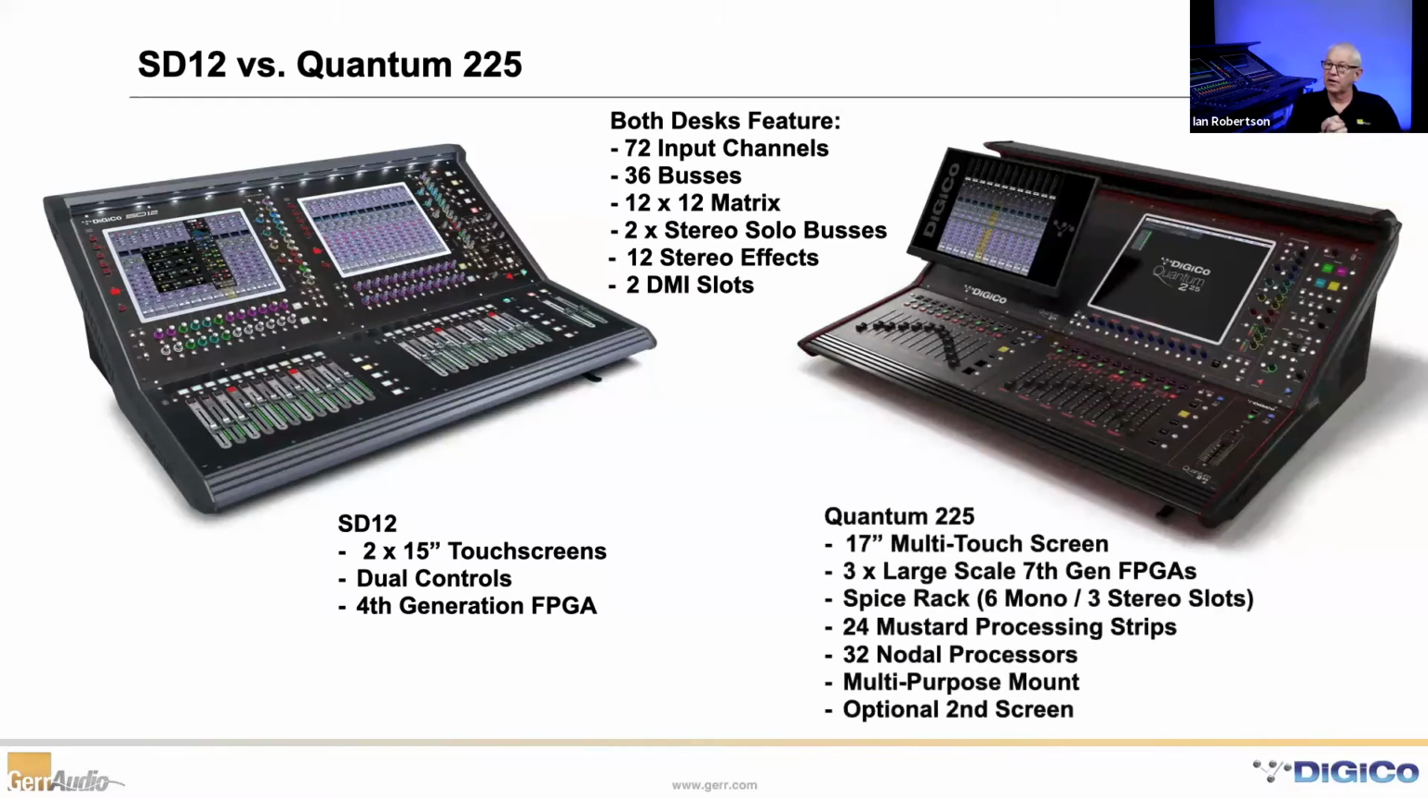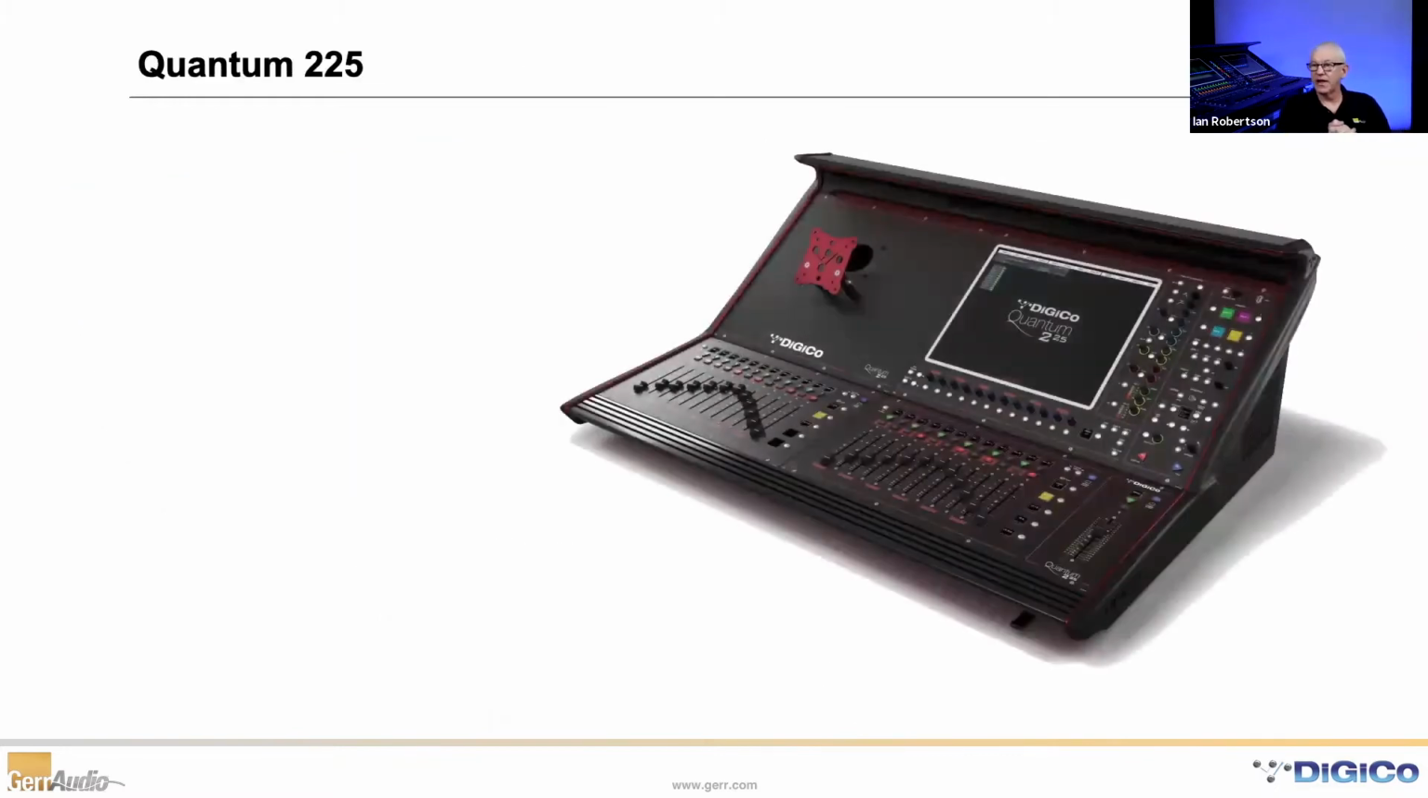And the Quantum has a 17-inch multi-touch screen, so it's like an iPad-style touch. It's not a membrane touch. It's got 3 large-scale 7th generation FPGAs, and that's where the horsepower comes from to enable it to do all the stuff that it can do. And then there's also a multi-purpose mount, and you can add an optional second screen to it, which you see in the picture there. That's what the mount looks like, just the bare mount on the console.